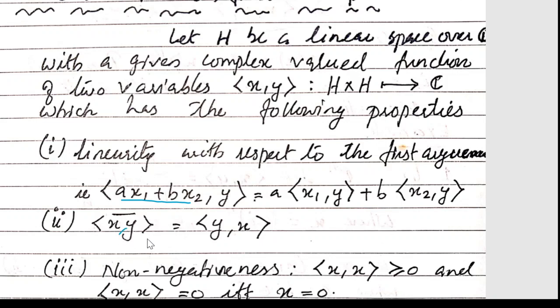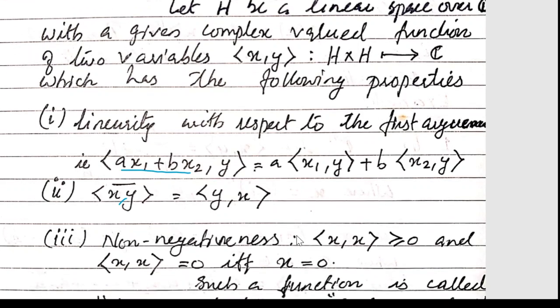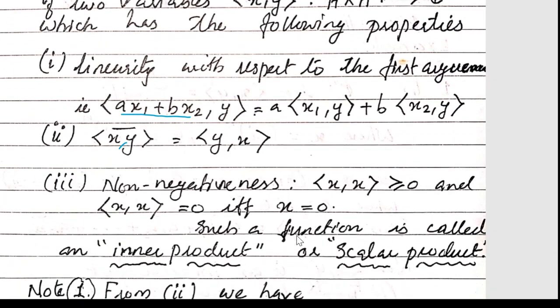Second one, conjugate symmetry: the inner product (x, y) conjugate, that is (x, y) bar, is equal to the inner product (y, x). And the third condition, non-negativeness: the inner product (x, x) is always greater than or equal to 0, and (x, x) is equal to 0 if and only if x equals 0. Now such a function is called an inner product or a scalar product.